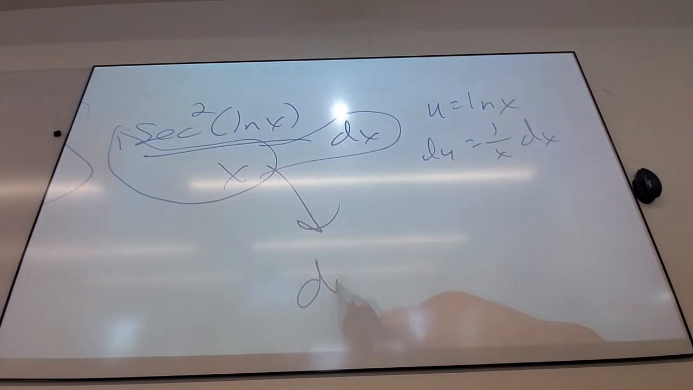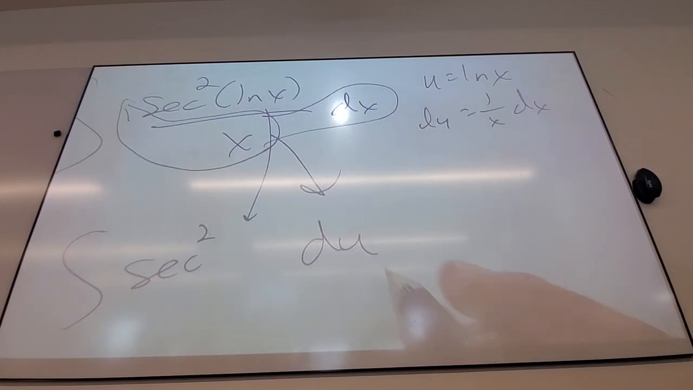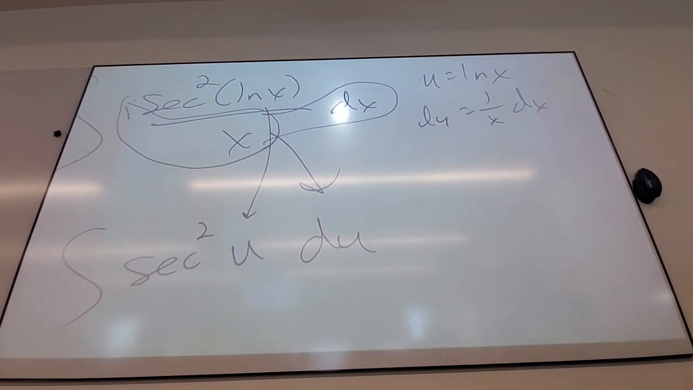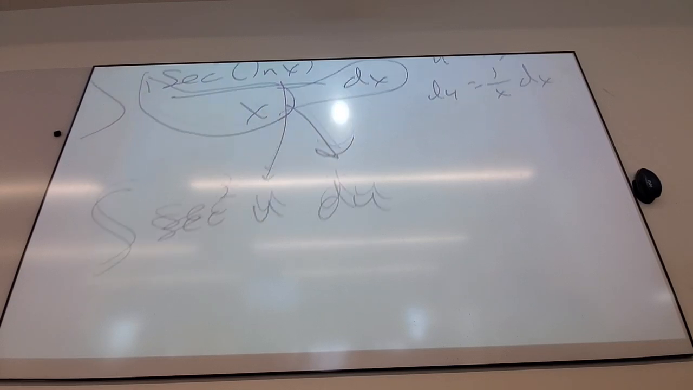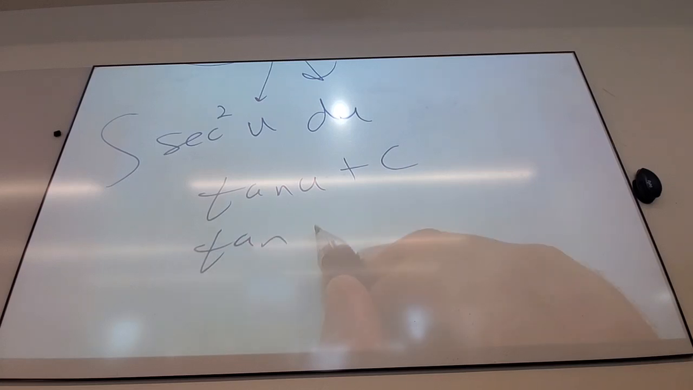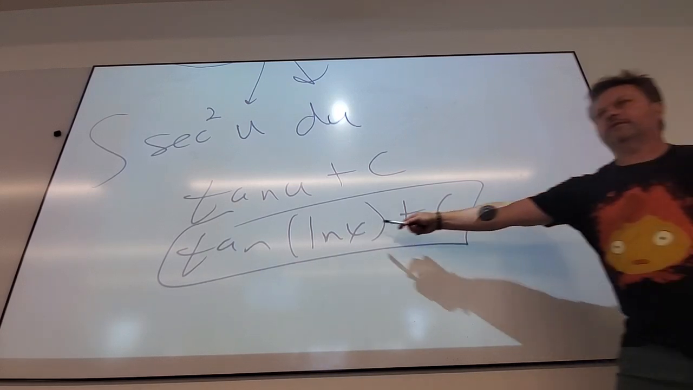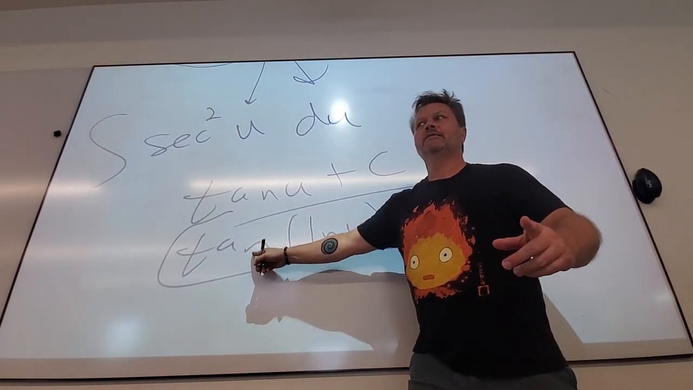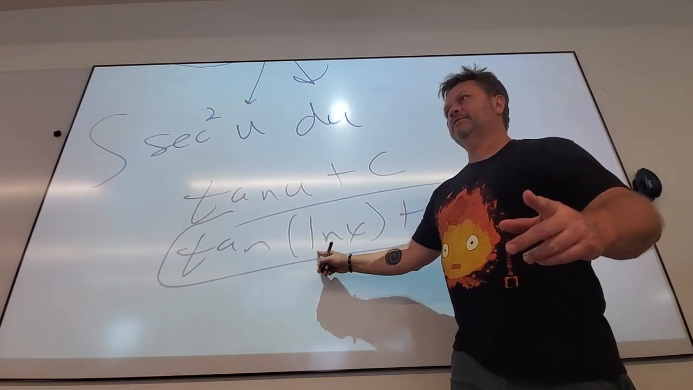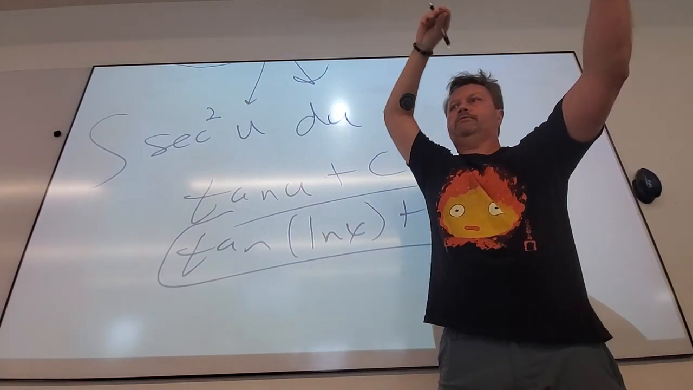So that is du. And then what's secant squared of? Of u. And what's the integral of secant squared u? Tangent u plus c. And then what's u? ln of x. How do you check your work? Take the derivative. What's the derivative of tangent? Secant squared of this times the derivative of ln, which is 1 over x. Secant squared of this over x, that's exactly what we had. So that's the right answer.